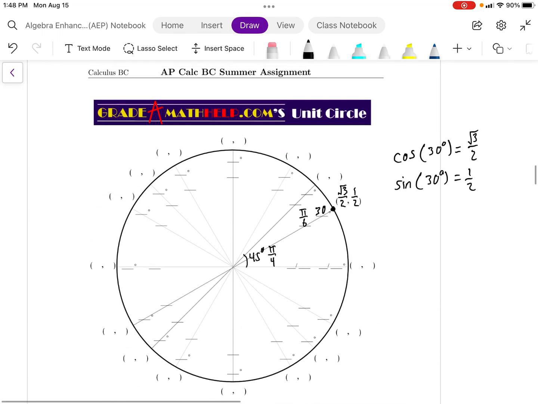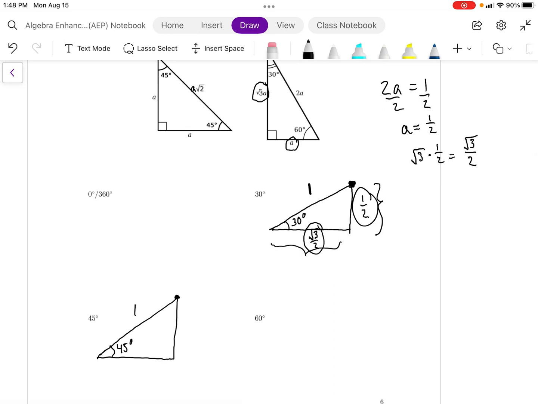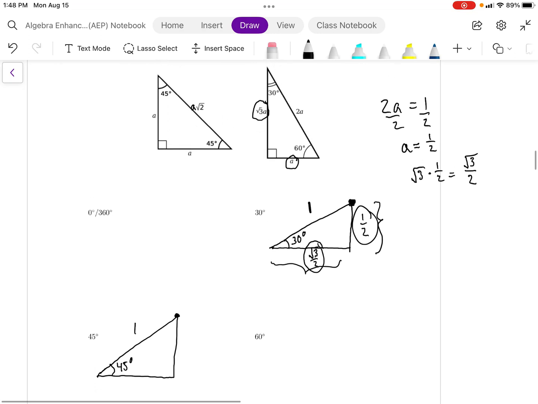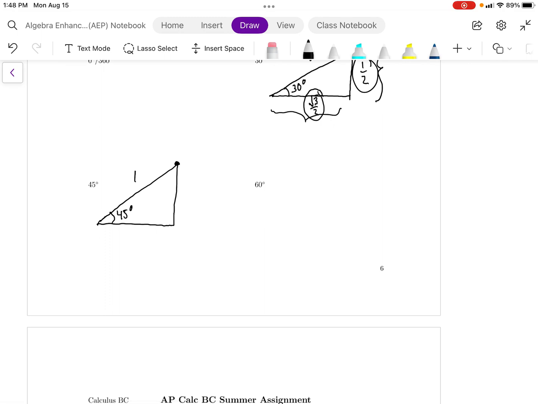Now again, what we know is that the length from the center of the circle extending to the edge is equal to the radius, which the radius for the unit circle is 1, hence why they call it a unit circle. So we know that the hypotenuse is 1 again. Now we need to solve for a in this formula, so that way we can figure out the lengths of these other two sides. So we know that a times the square root of 2 is equal to 1.